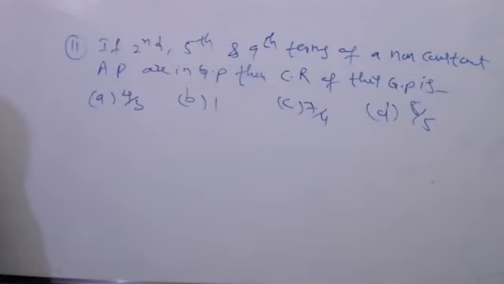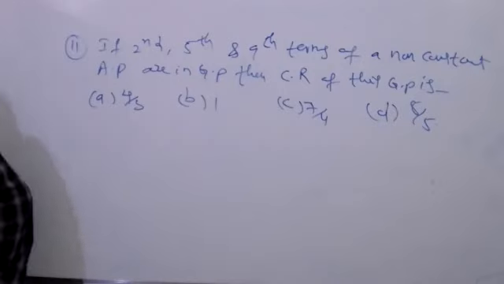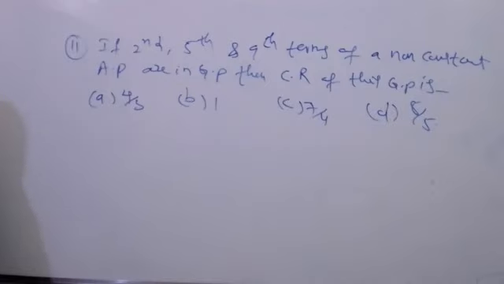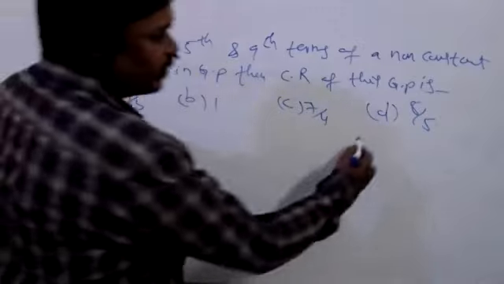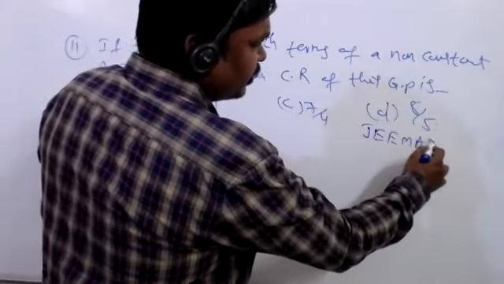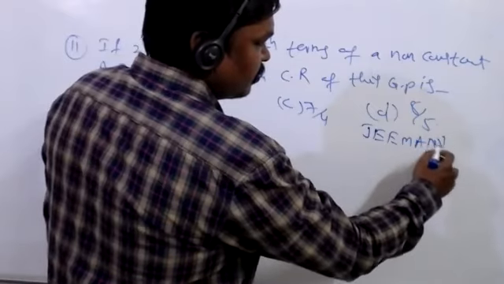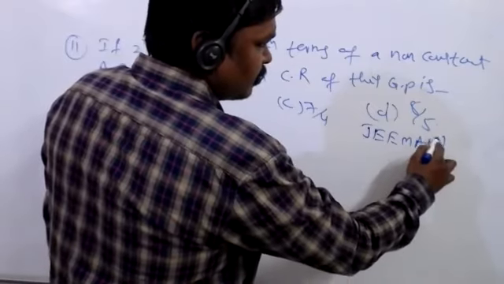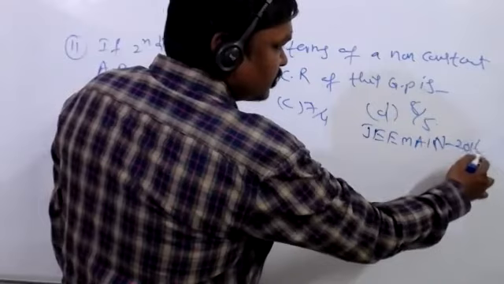Find the common ratio. Second term, fifth term, ninth term. Second term is A plus D. Fifth term is A plus 4D. Ninth term is JEE Main 2016.